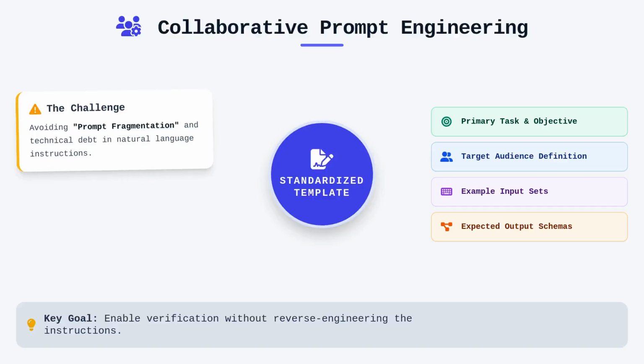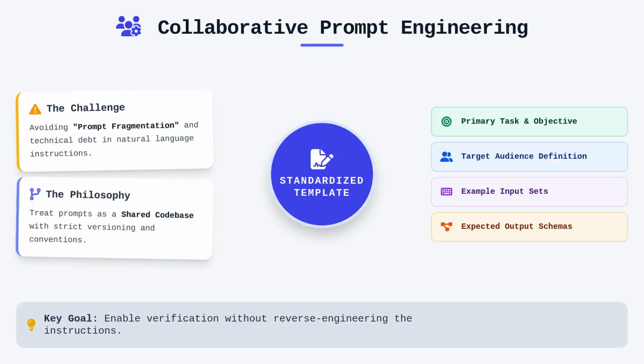Standardizing the formatting ensures that even when someone else tunes the prompt, the changes remain readable and maintainable by the rest of the group. Think of this as a shared code base where contributors follow established conventions to avoid technical debt in their natural language instructions. Relying on shared naming conventions and clear descriptions prevents the fragmentation of institutional knowledge within your organization.